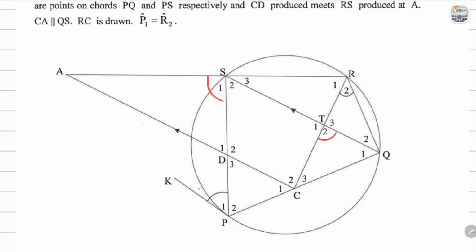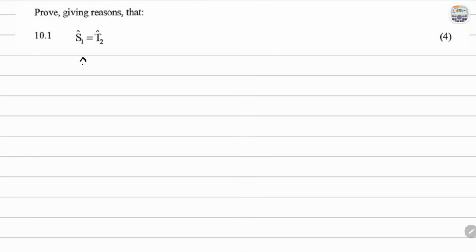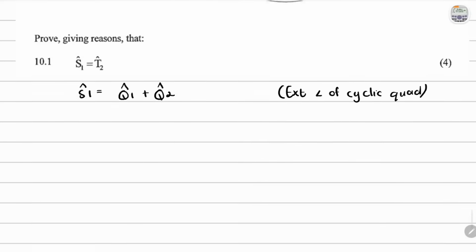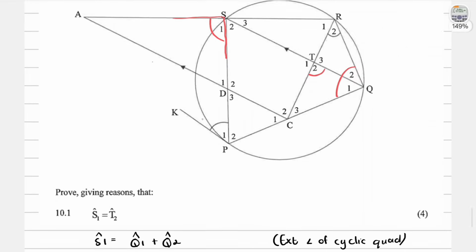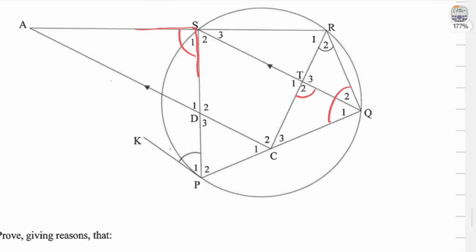With S1, it is quite simple because it only looks like it can move in one place right now. Angle S1 is actually equal to angle Q1 plus angle Q2 because of that exterior angle of a cyclic-quad. Let's put that down first. So angle S1 is equal to angle Q1 plus angle Q2, because of the exterior angle of a cyclic-quad.